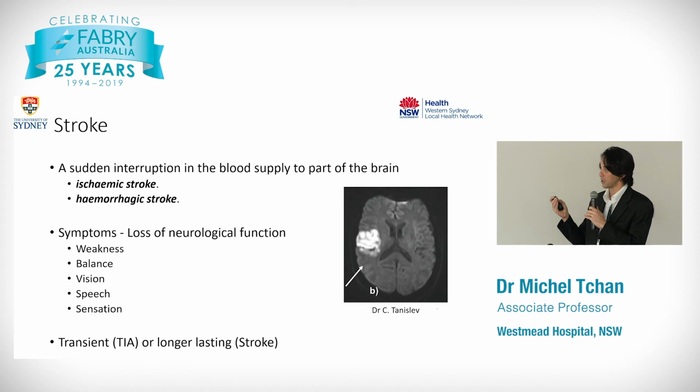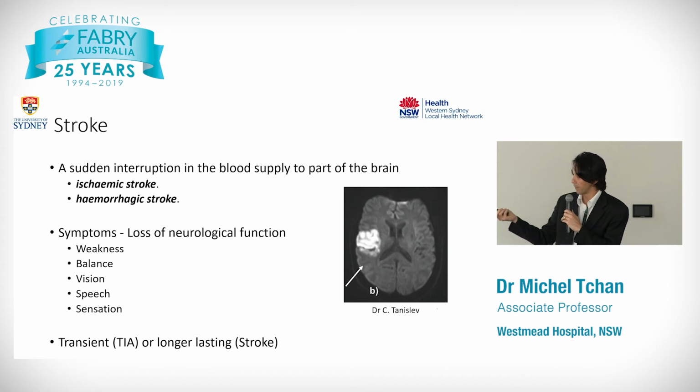What we call transient ischemic attacks are strokes that just last briefly, perhaps a few minutes, perhaps tens of minutes, but a stroke is something that's longer lasting and the damage is more permanent. And so it's a more important thing to happen.